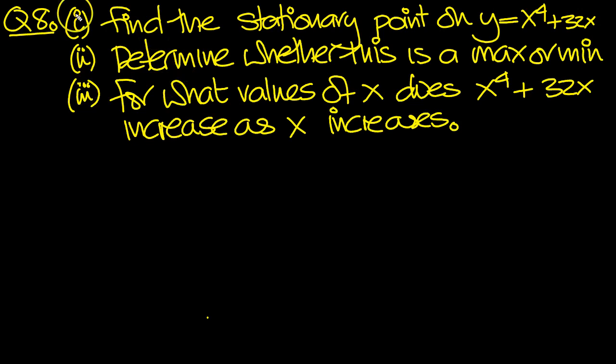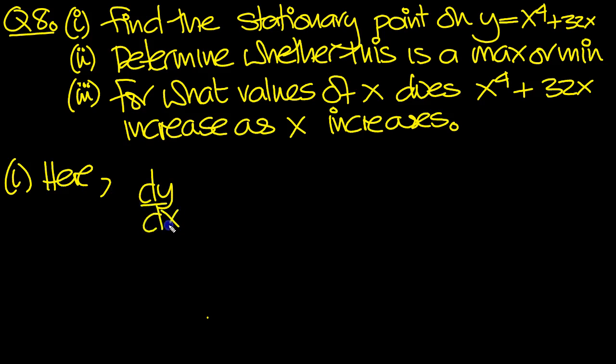So here's the question then, let's have a little look at it. So stationary points then. We need dy dx and we need to let it equal 0, don't we? So dy dx, differentiate, power rule, 4 comes down, x to the 1 less, plus, and x differentiates to 1, so it's 32 lots of 1, which is 32, equals 0 then.